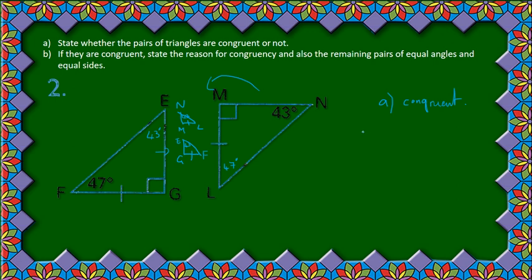So here we can state that they are congruent. Then for B, what else will then be equal? We can then say that the side NL will be equal to EF, and the other sides that will be equal is NM will be equal to EG. And then we have established that angle L will be equal to angle F.